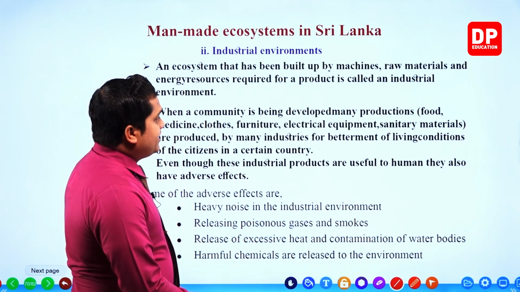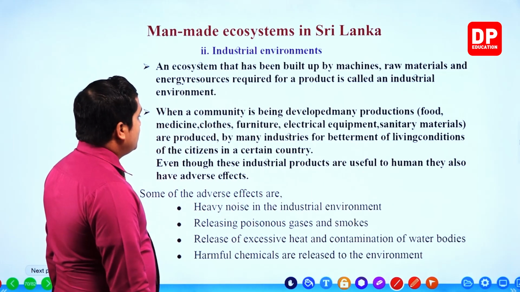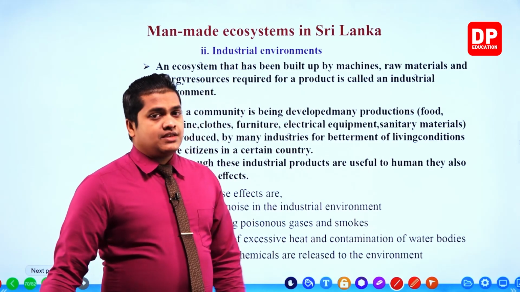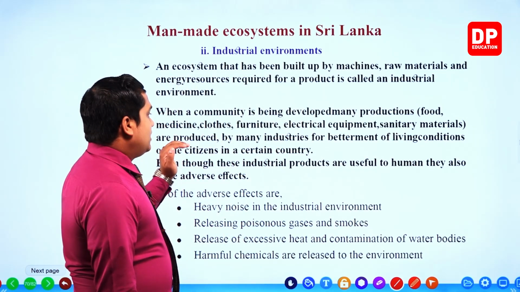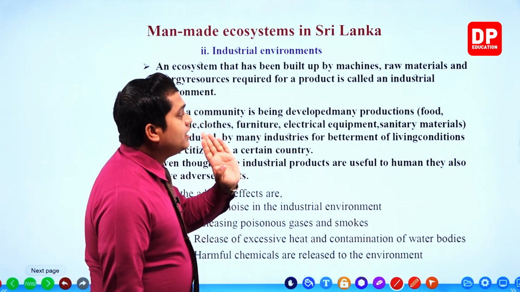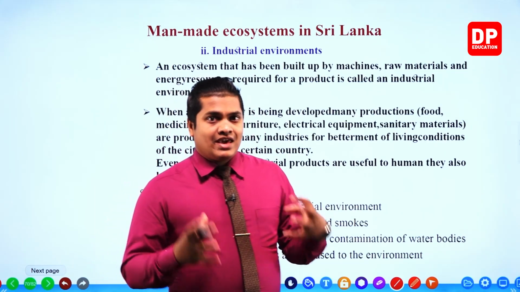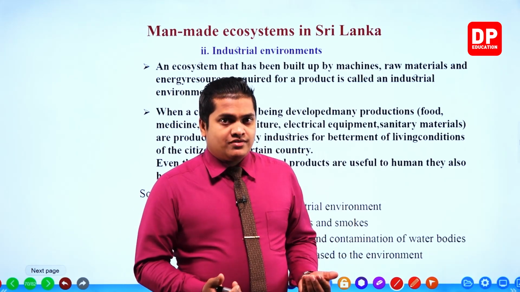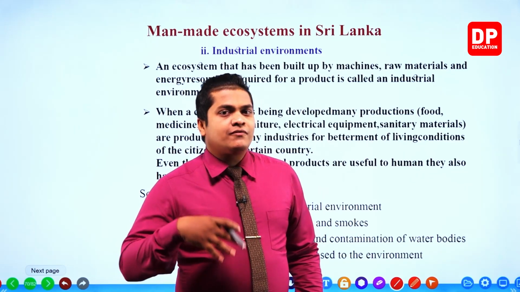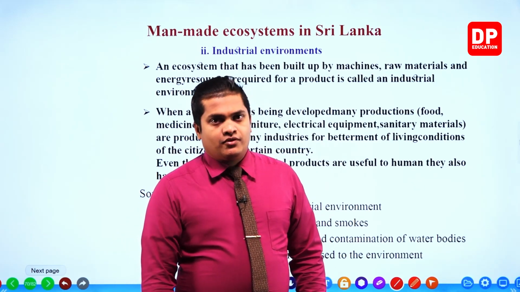When a community is being developed, many productions like food, medicine, clothes, furniture, electrical equipment, and sanitary materials are produced by many industries for the betterment of living conditions. In order to provide healthy, good, and efficient living conditions, these companies and industries produce different kinds of products to provide good health and all the other factors necessary for human lives.